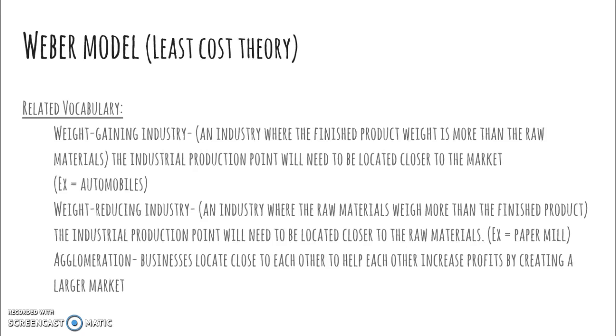The related vocab is weight gaining industry, which is an industry in which the final product weighs more than the raw materials used to make it. An example of that would be automobiles. And then a weight reducing industry, where the final product weighs less than the original raw materials. An example would be paper mills. An agglomeration is when businesses locate close to each other to help each other increase profits by creating larger markets where customers from one industry can go to another.